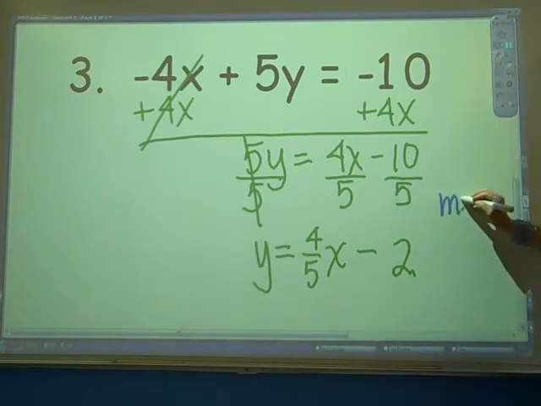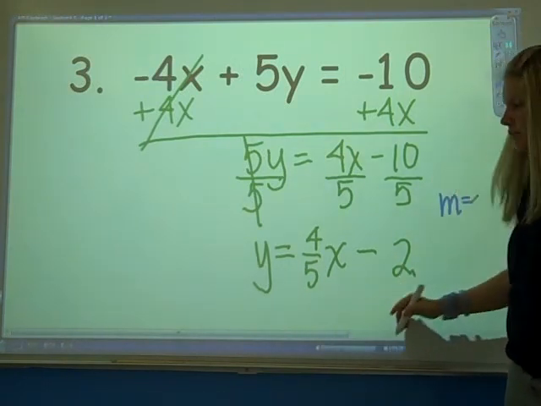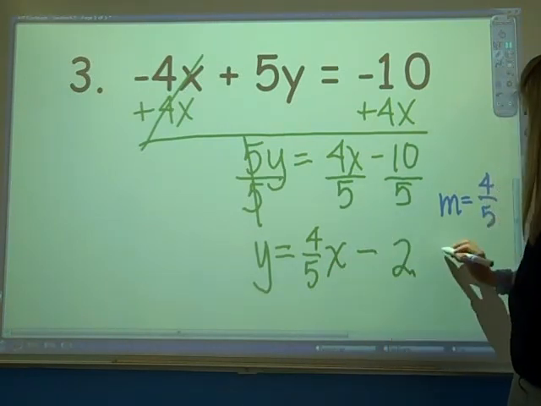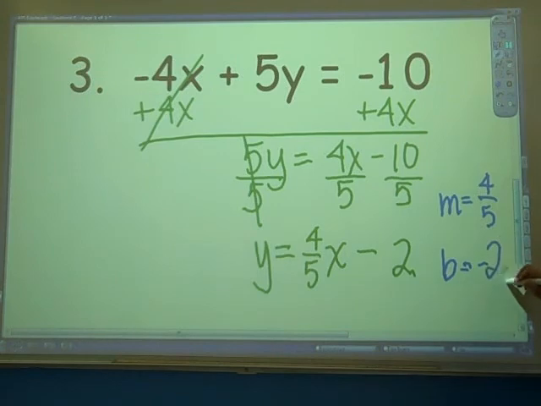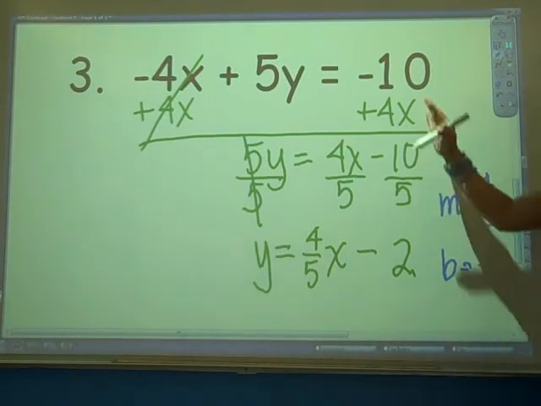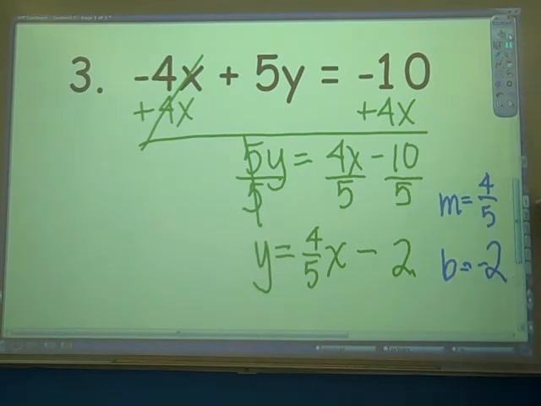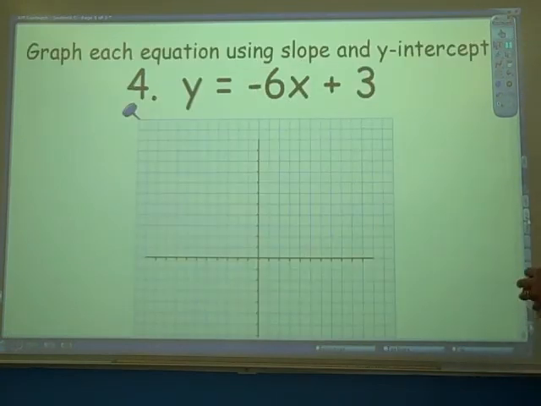Your m, your slope, is the one multiplied by x, 4/5. Your b is over here, minus 2. So first we moved it into slope-intercept form, then we named them. All right, let's do some graphing ones.